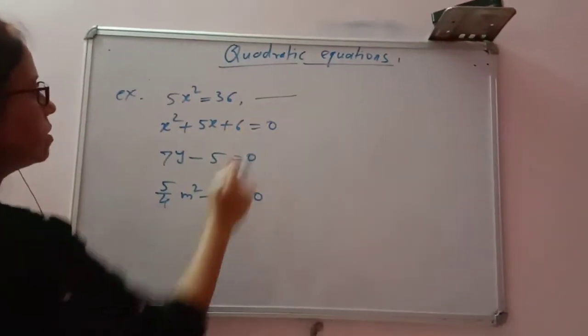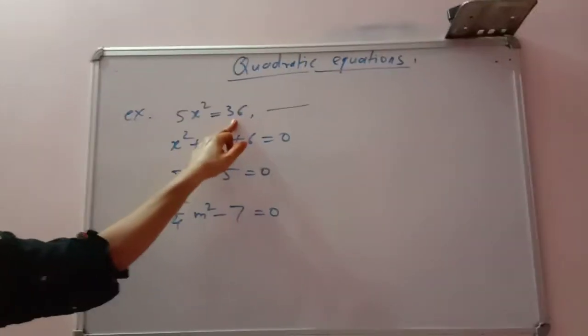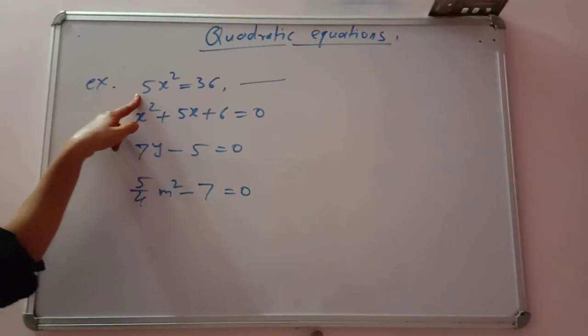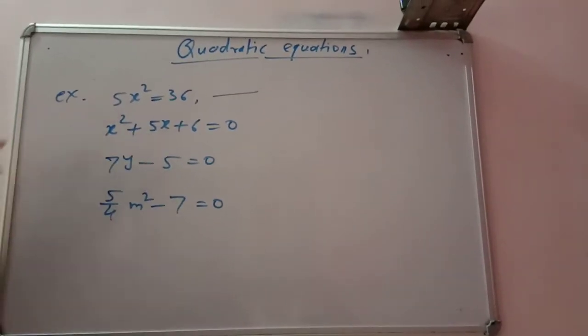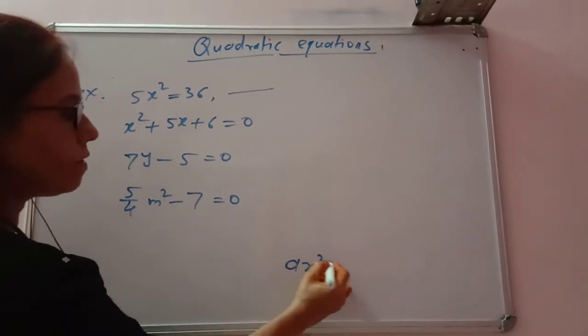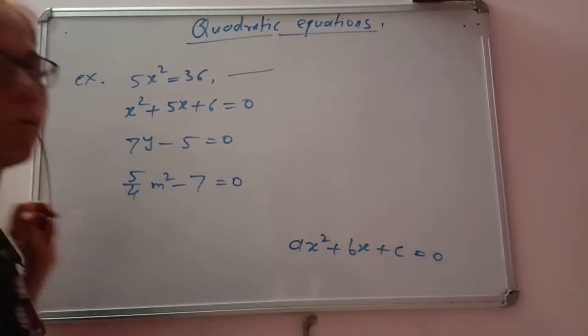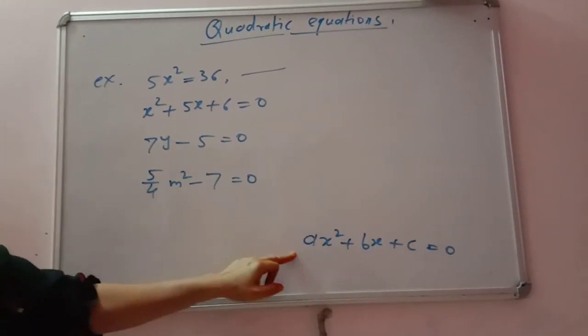See first, this is 5x square equal to 36. Now if we have to check whether it is a quadratic equation or not, write it in the standard form. What is the standard form? It is ax square plus bx plus c equal to 0. So write this equation in this form.